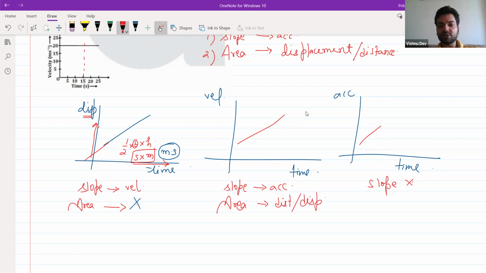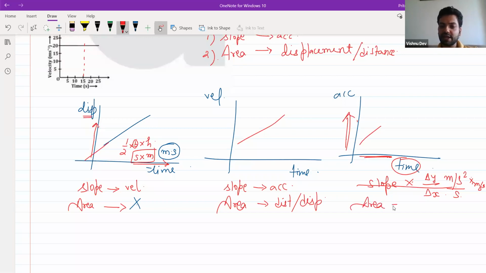What formula do you have to find slope? Yes, basically change in y by change in x. If you observe here, change in y means the quantity along y, that is acceleration, meter per second square, and change in x is along time, so it is second, so you will get meter per second cube. No quantity has this unit, so that's why its slope will not be used. Only area will be used, and area will give us the change in velocity.